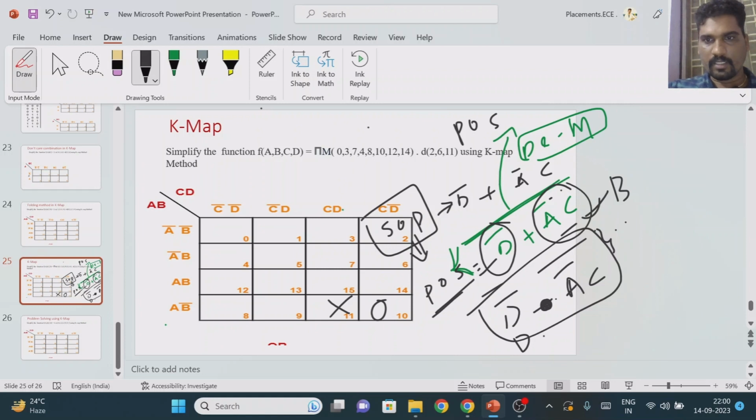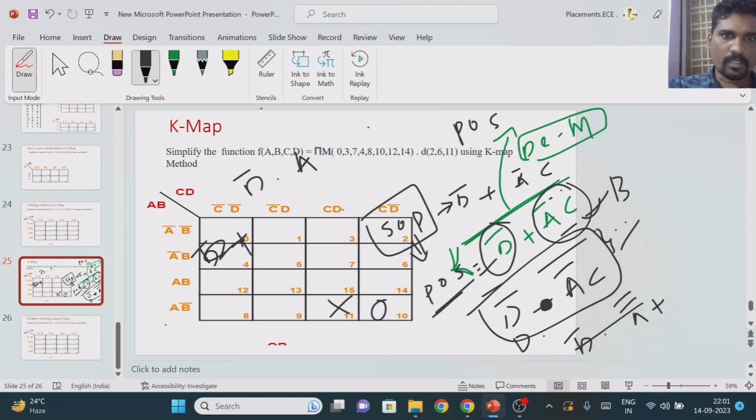So one is D bar dot A bar C whole bar. For this you apply De Morgan's law. Now what is the answer? D bar dot A bar whole bar plus C bar. I'm not getting space here, so I'll write here D bar dot A bar whole bar plus C bar. This is the value we got, guys. Now A bar whole bar equals A, so D bar into A plus C bar.